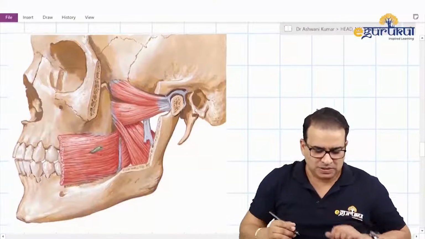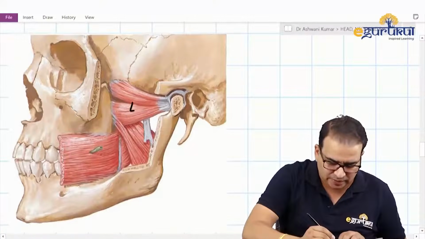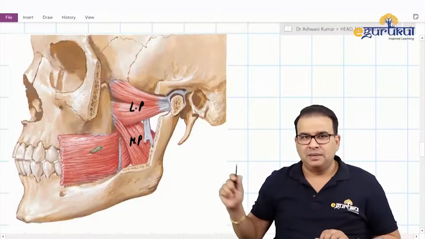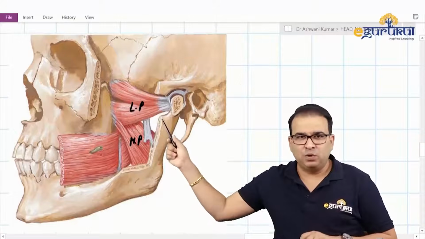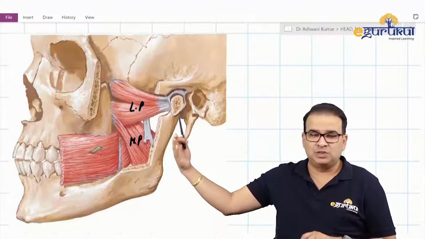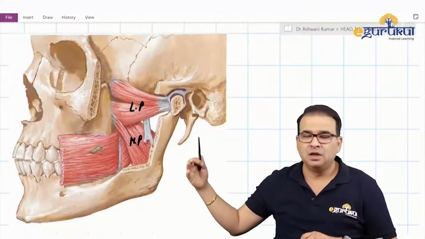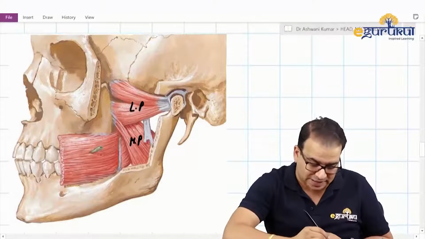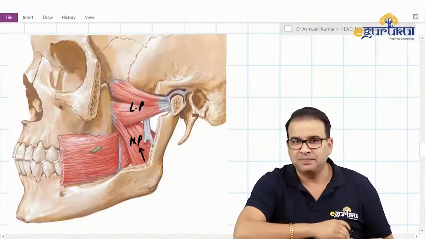Here are the remaining two muscles. This is the lateral pterygoid and this is the medial pterygoid. Once again, for the medial pterygoid, we just have to cut the ramus of the mandible to see it, because the masseter was on the outside. Once I remove the masseter muscle and cut the ramus of the mandible, I can see the medial pterygoid muscle, but the direction is the same.